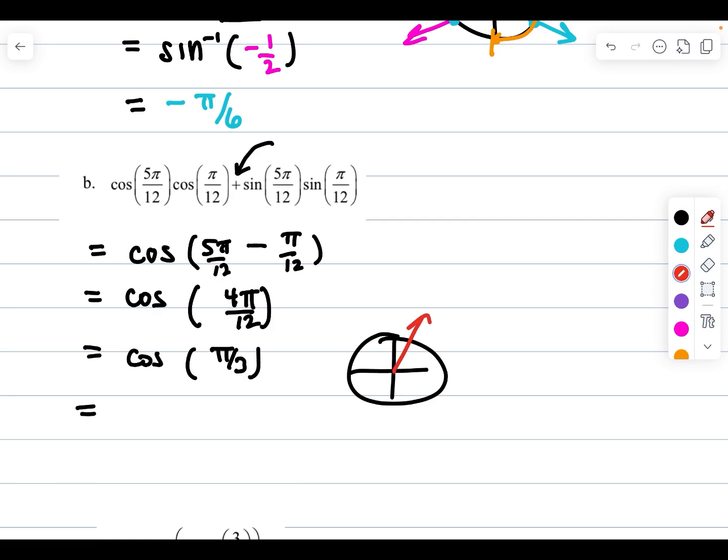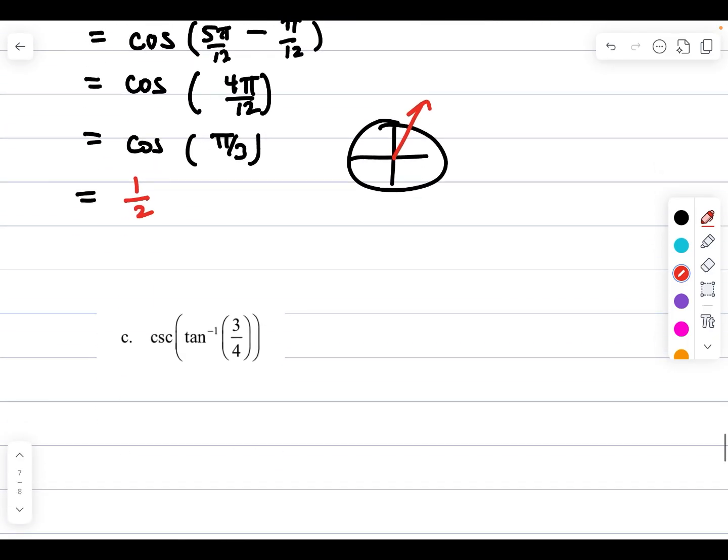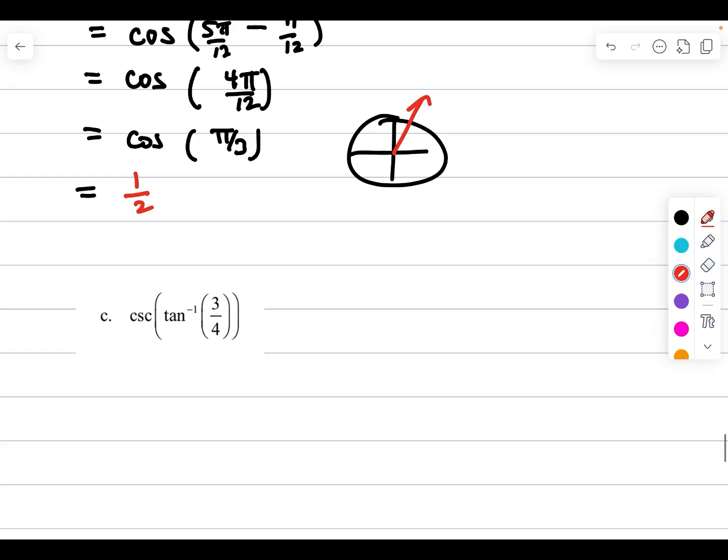It doesn't matter if you rearrange those values for this problem because cosine's an even function, so you'll get the right answer either way. This simplifies to 4 pi over 12, and that simplifies to pi over 3. So here's the angle pi over 3. The cosine of that angle will be 1/2. Part C.